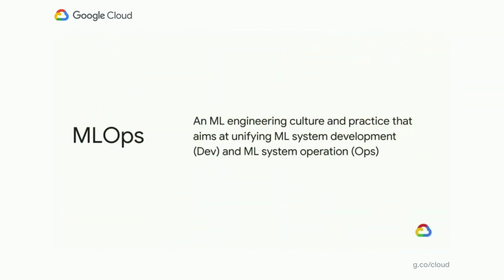MLOps, formally defined, might be described as both a culture and a practice that aims at unifying ML system development and operations. It takes both its name as well as some of the core principles and tooling from DevOps. And this makes sense, as the goals of MLOps and DevOps are practically the same: to shorten the system's development lifecycle and ensure high quality software is continuously developed, delivered, and maintained in production. But machine learning has its own unique challenges and different needs that require special attention.